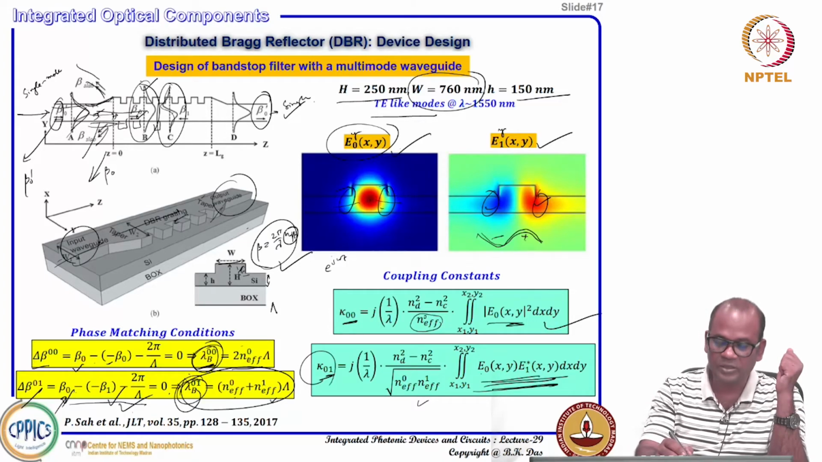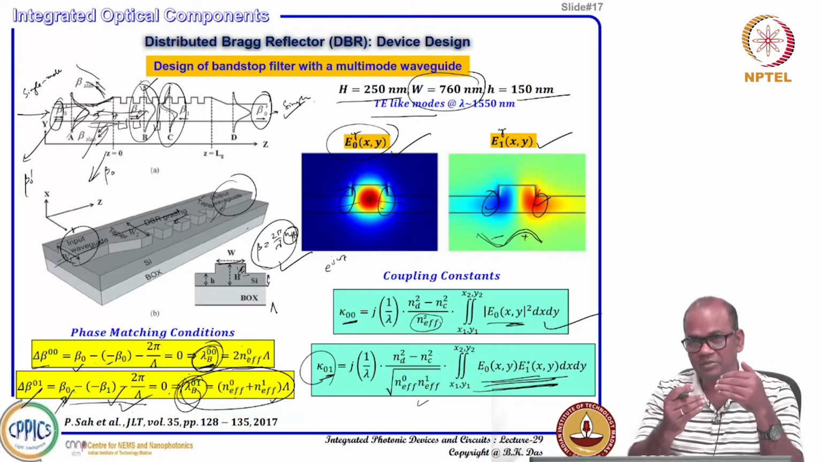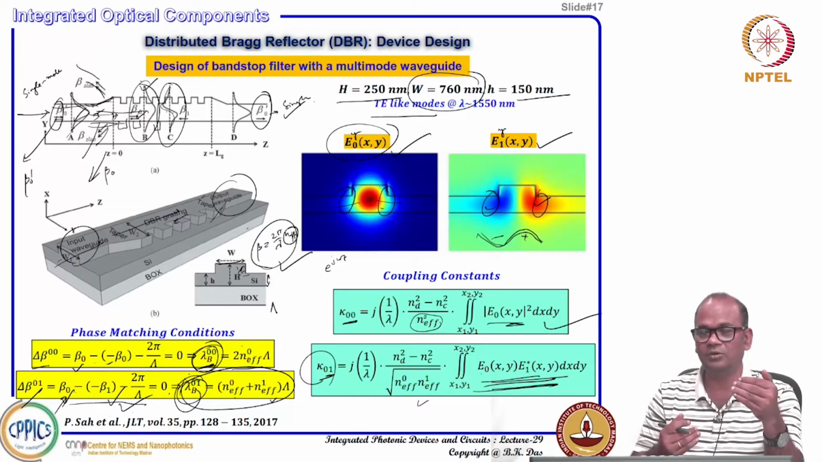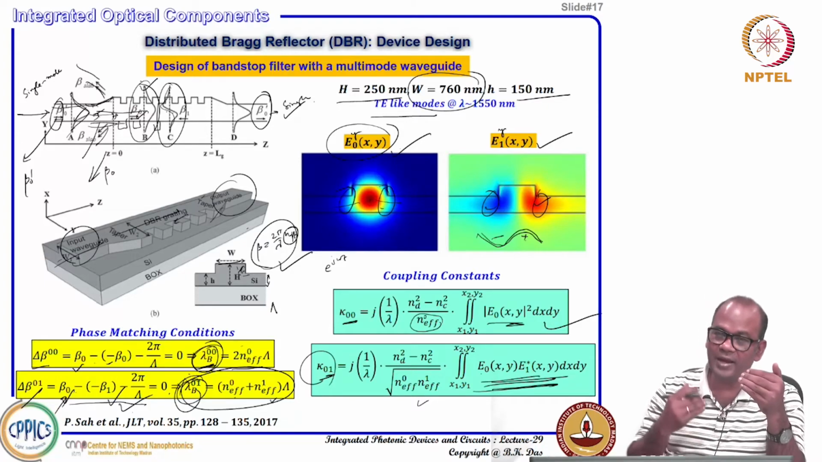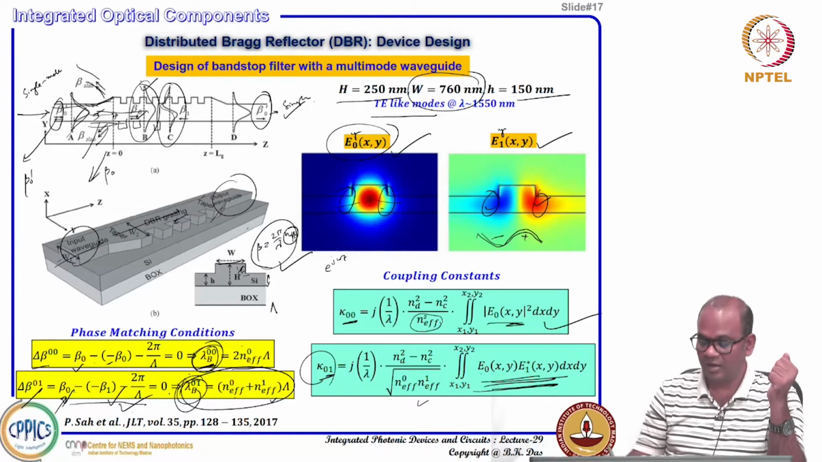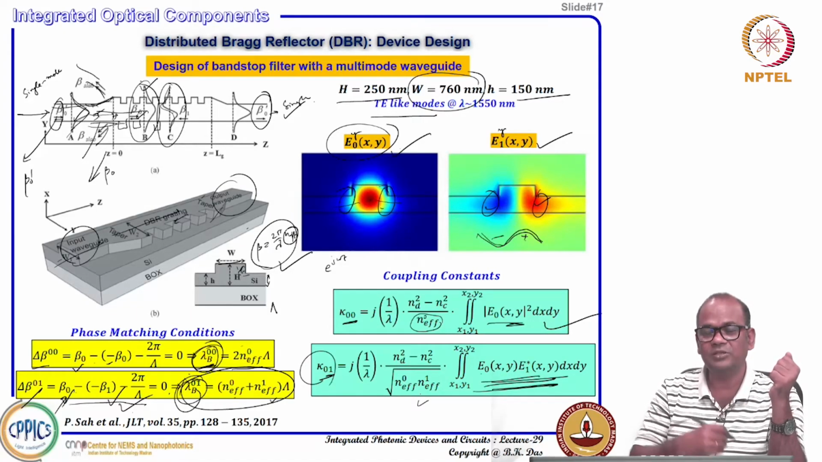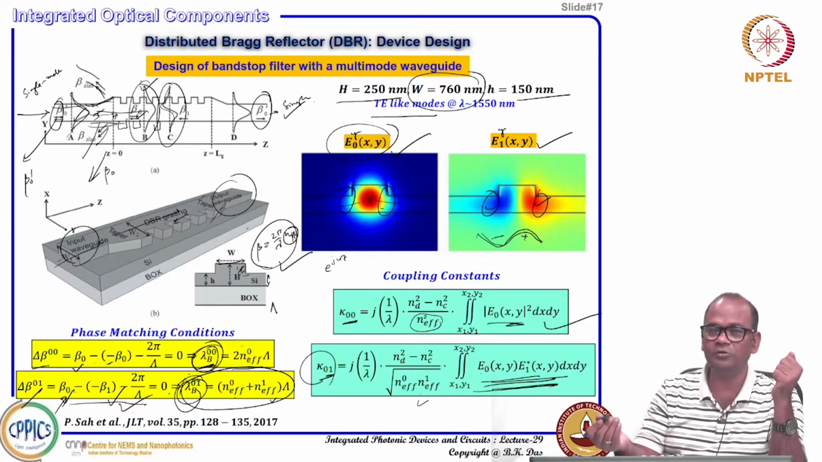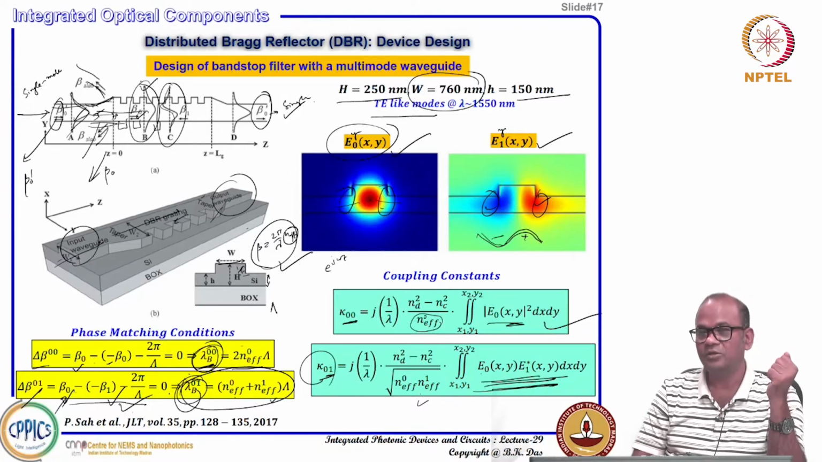As a result, the kappa you will be getting is 0. So even if it is a multi-mode structure that can support 2 modes, if the grating is symmetric, with both side wall perturbation, in that case you may get the phase matching condition with the backward propagating first order mode for a certain wavelength, but kappa will be 0. That means the coupling between the forward propagating fundamental mode and the backward propagating first order mode is 0.